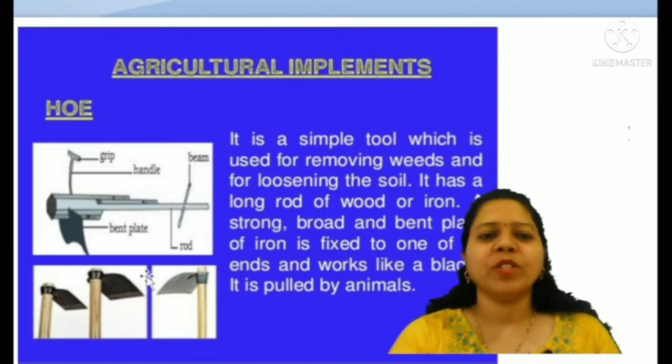Next tool is a hoe, which is shown in this figure. It is a simple tool used for removing weeds and for loosening the soil. It has a long rod of wood or iron. As shown in the picture, a broad and bent plate of iron is fixed to one of its ends and works like a blade. It is pulled by animals, and farmers use it for loosening the soil.